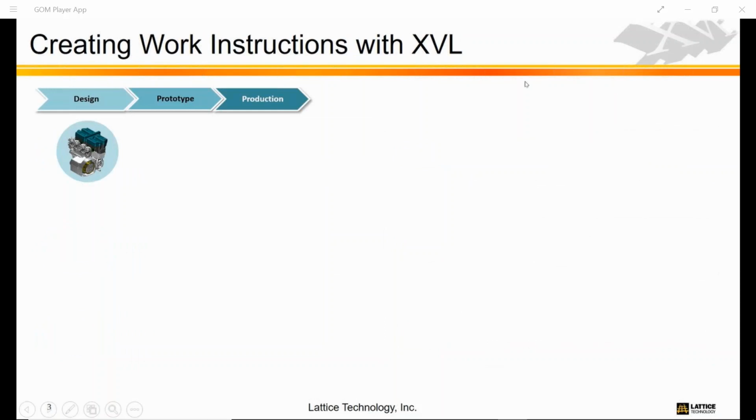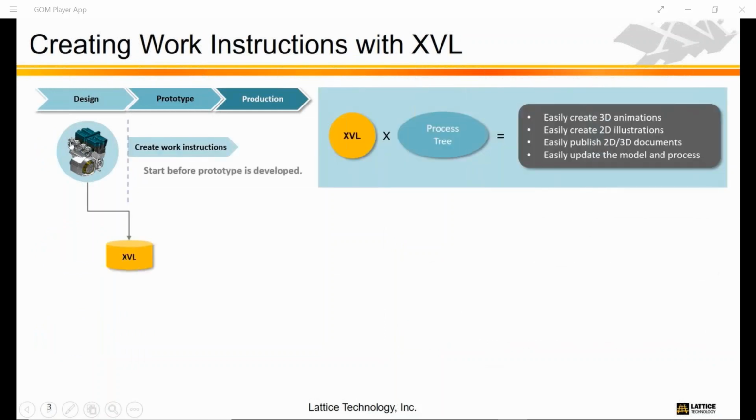So how do you create work instructions with XVL? Well, the first step is to convert the 3D design data into the lightweight XVL format. From there, you're going to create a process tree. As we will see, this enables you to easily create 3D animations and 2D illustrations, as well as to publish 2D and 3D documents, and then also easily update the model and the process data when the design changes.